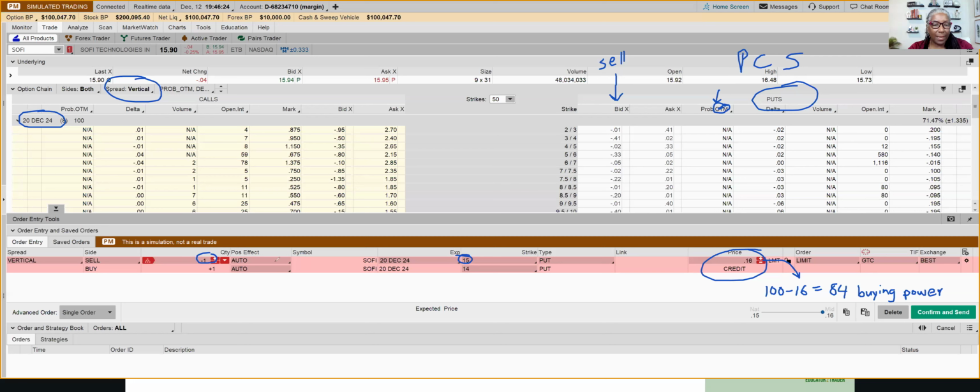If the price closes below 14, what does that mean for us? That's max loss. And we lose, as Shanna says, the $84. And if it's between 14 and 15, then it's worth somewhere between $0 and $84. It depends on where it is and what the value of the trade is at the time.